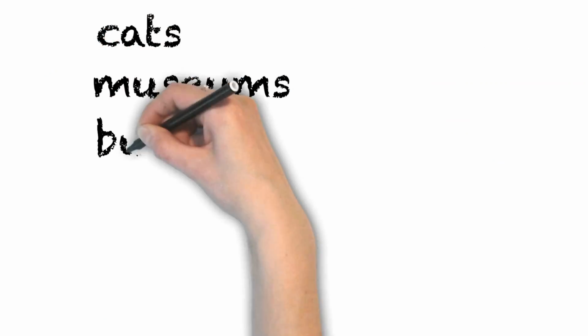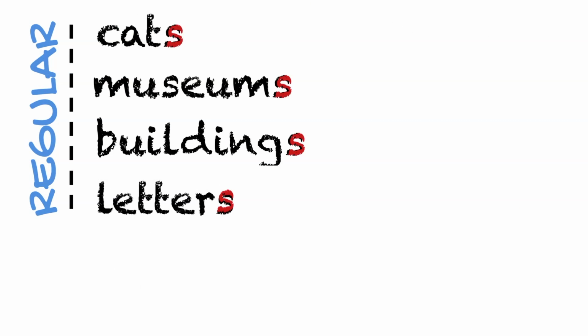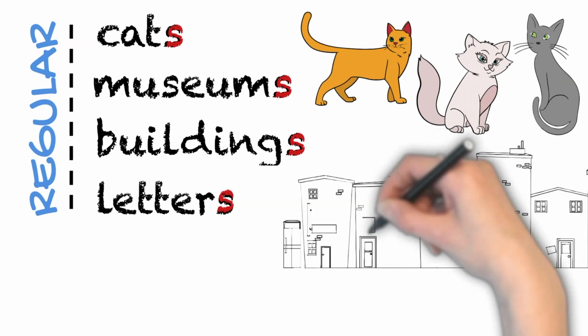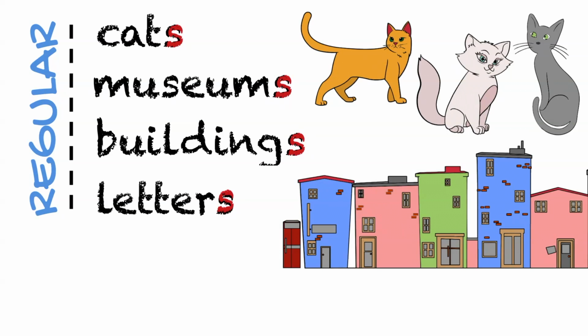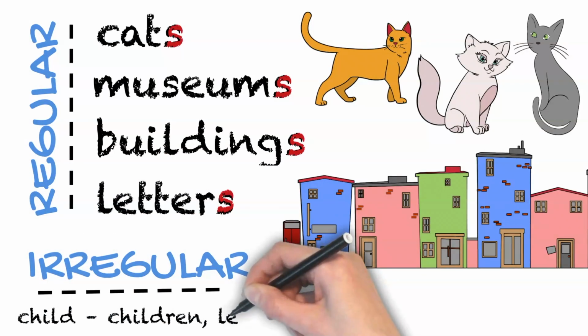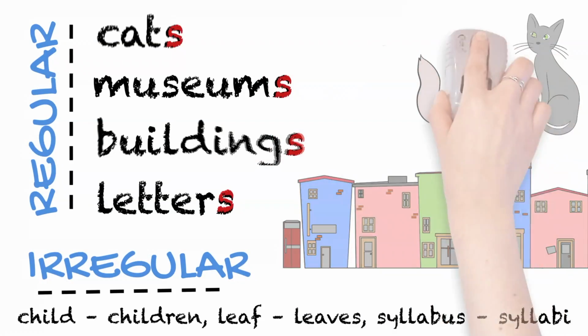Cats, museums, buildings, letters. Any speaker of English will tell you that the ending s added to a noun indicates that that noun is plural. That is, the word cats refers to more than one cat. Buildings is more than one building, etc. Some English nouns have irregular plural forms, such as child, children, leaf, leaves, syllabus, syllabi, etc.